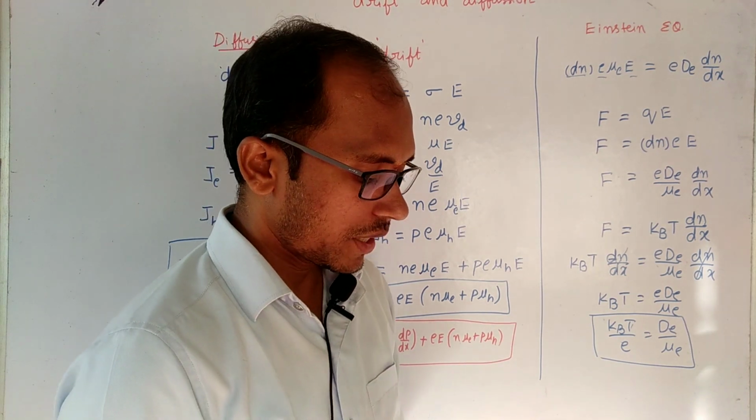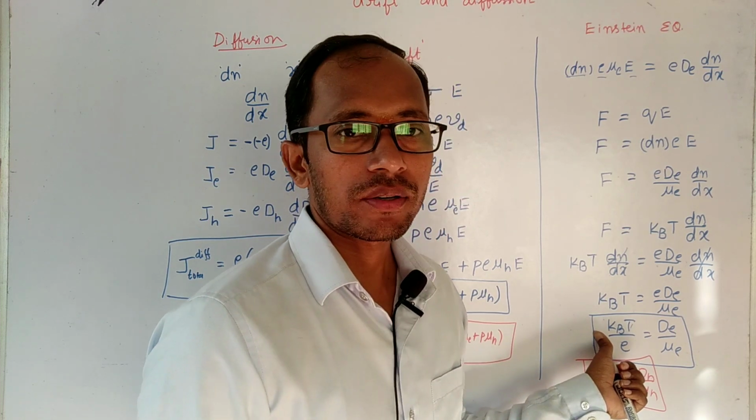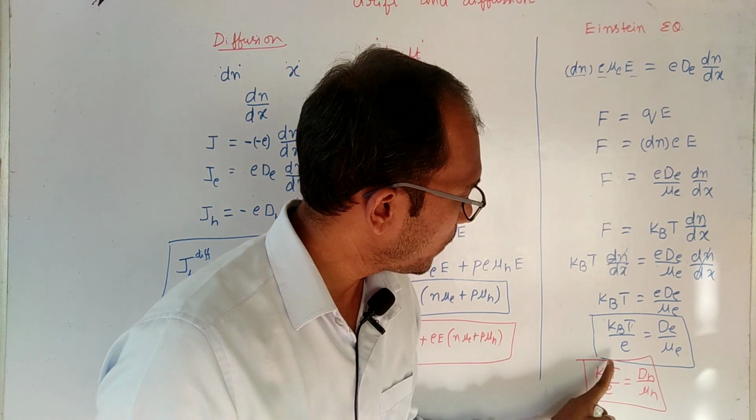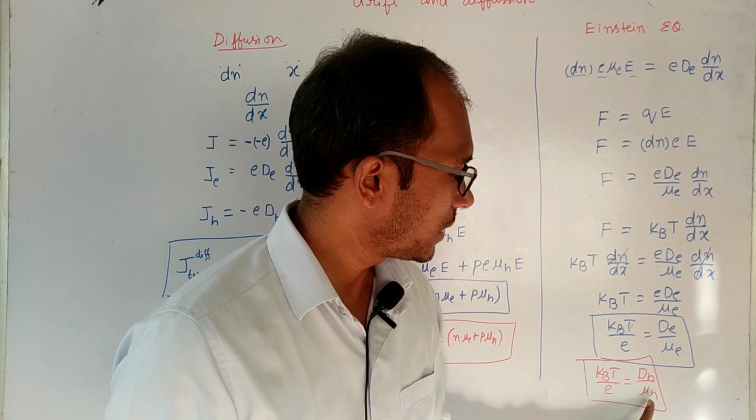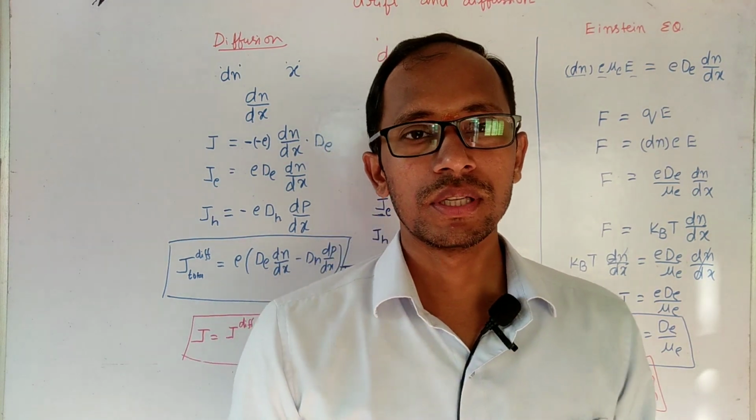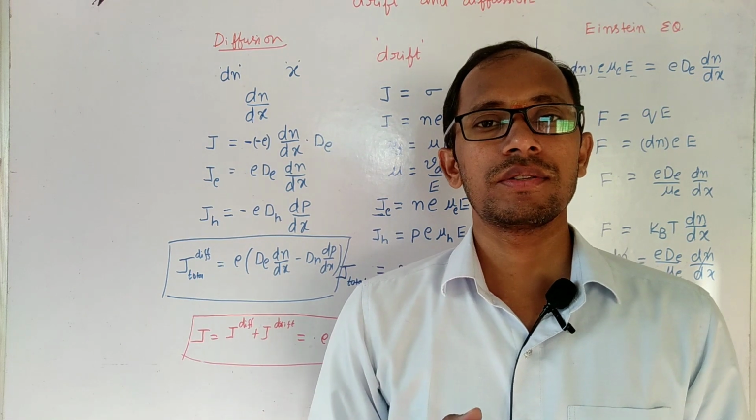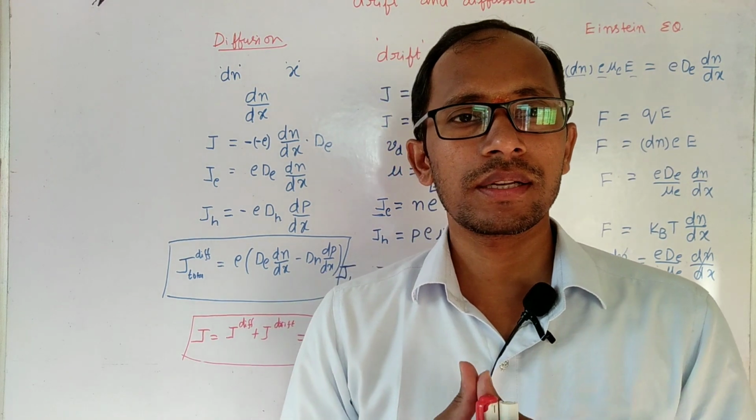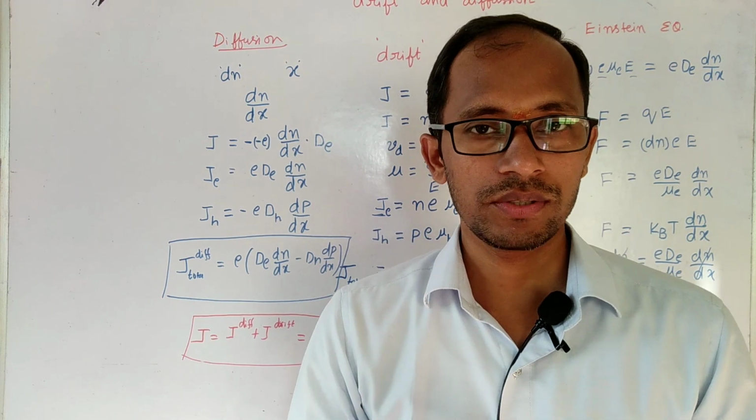This is the Einstein equation for the electrons. If you write the same expression for the holes, then kBT by e is equal to D_h by mu_h. Here mu_h is the mobility of the holes and mu_e is the mobility of the electrons. These two equations are called Einstein equations or Einstein relations. This is for the semiconductors. So for semiconductors, we have derived the equations for the total current density as well as the Einstein equations.